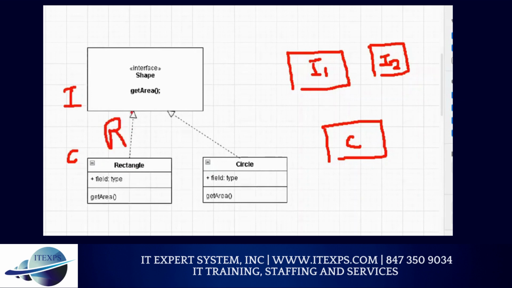Right now, rectangle is realizing shape. Right? This is only one. Can this class realize both interfaces? Yes or no? Yes. The answer is yes. Class, listen carefully. This is a very important topic. A class can realize multiple interfaces. So this becomes a parent, this becomes a child.